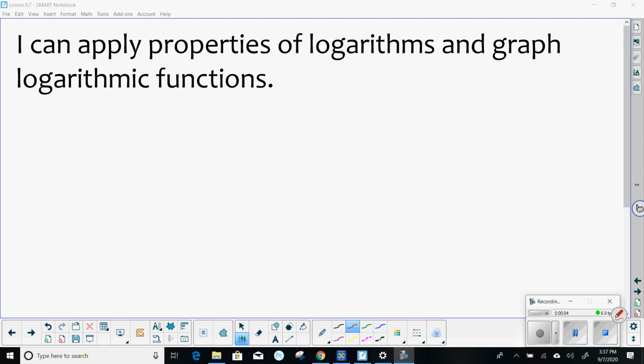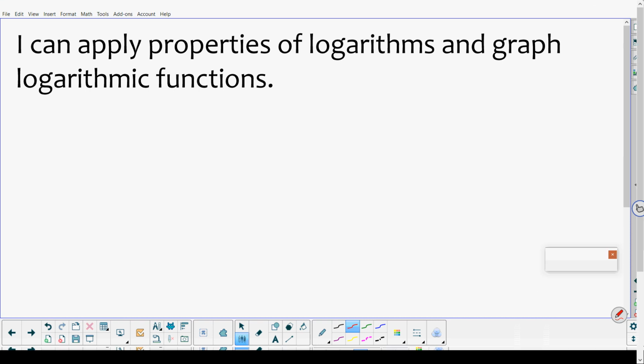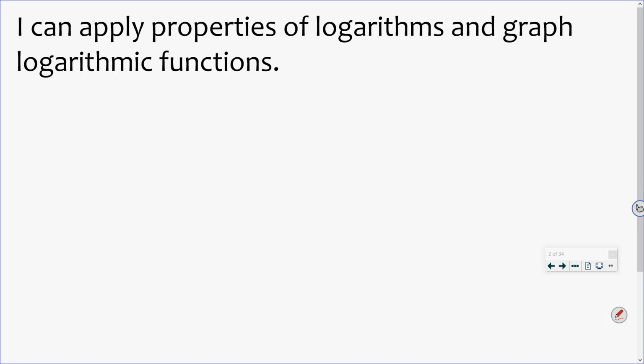0.7 goes right along with 0.6. There's the reason why we cover those together, and that's because logarithms are connected with exponentials. So our learning goal for the day is I can apply properties of logarithms and the graph of logarithmic functions.